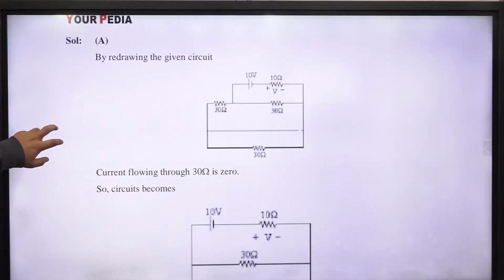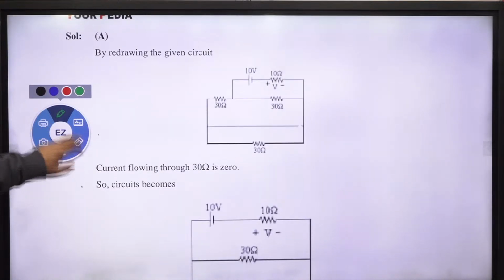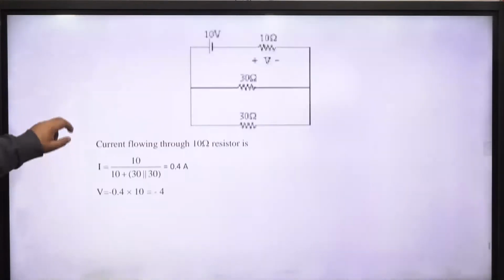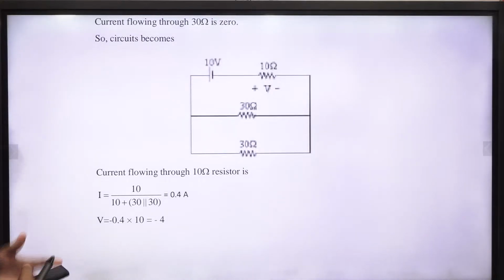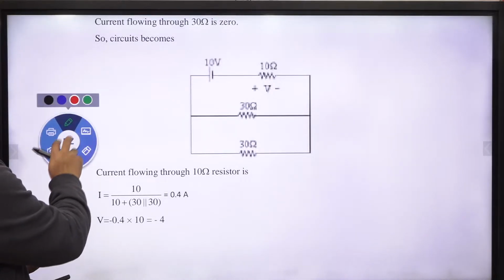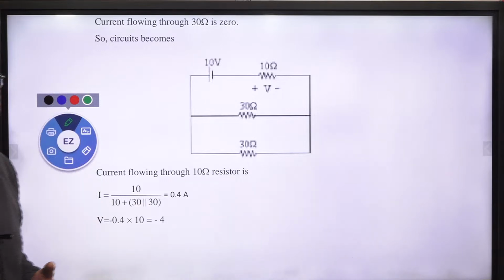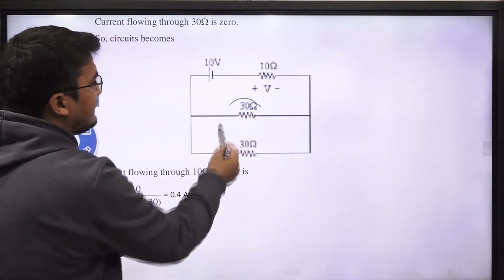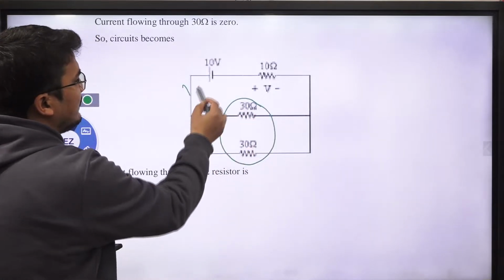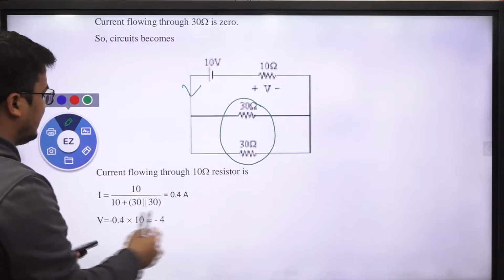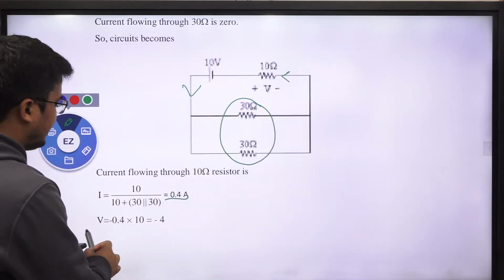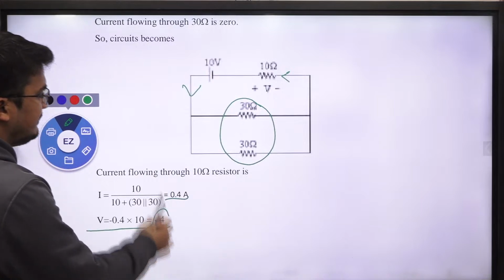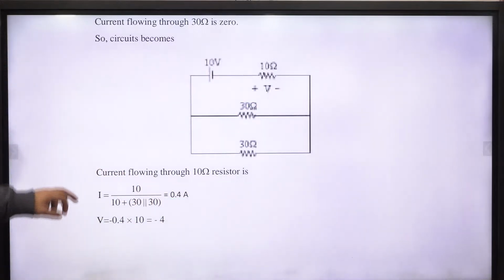As I told you people, I believe you all agreed you can redraw the circuit this way. If the circuit can be redrawn this way, both are in parallel, you can calculate the current flowing here, and the current due to this 10 volt will be this value, and this current will be flowing here like this. So V will be equal to -0.4 into 10. The answer will be -4. So the correct answer is -4.